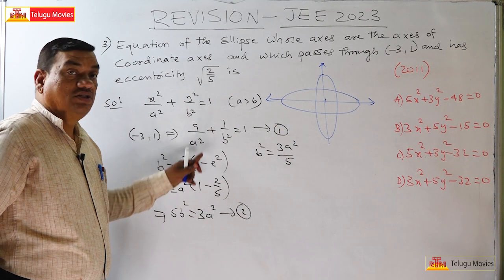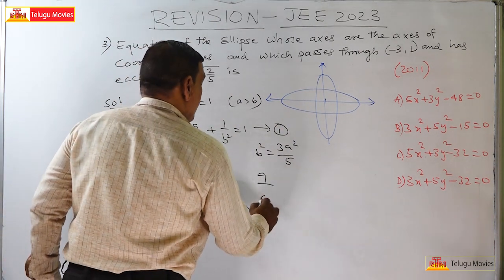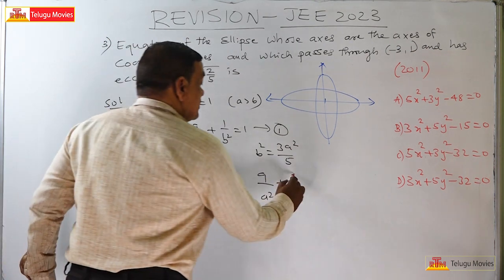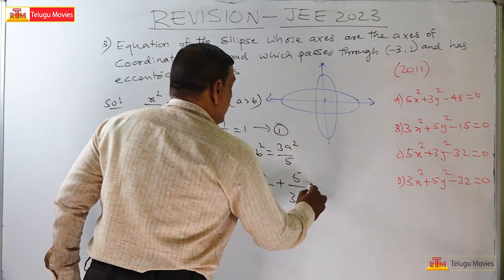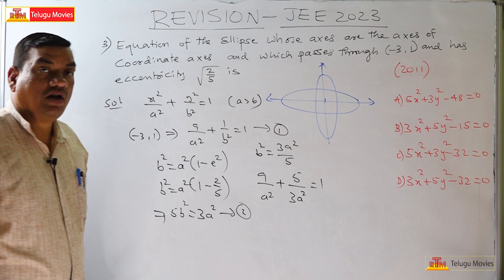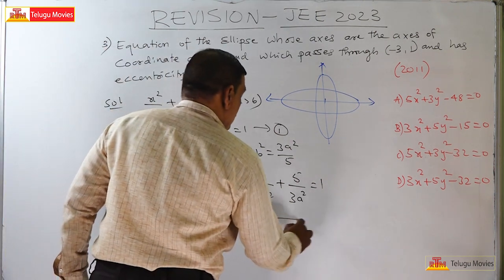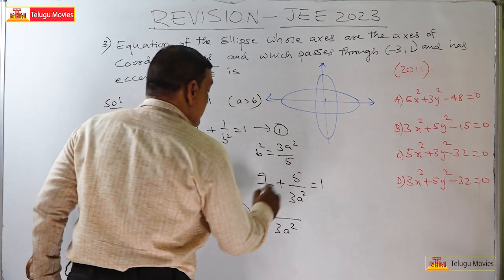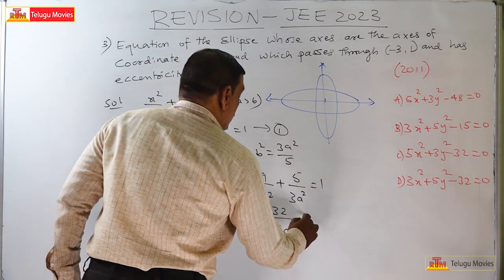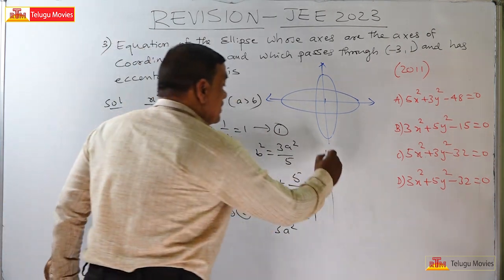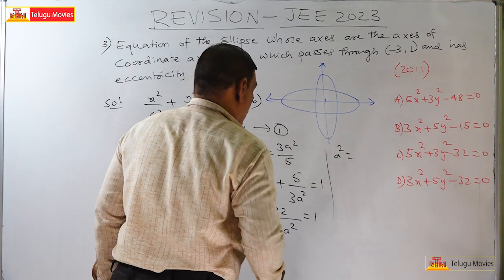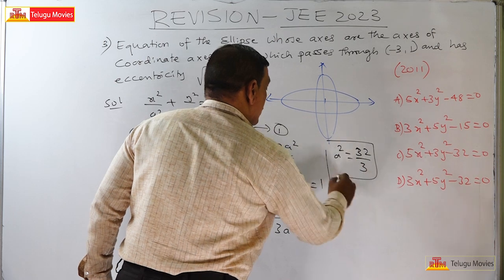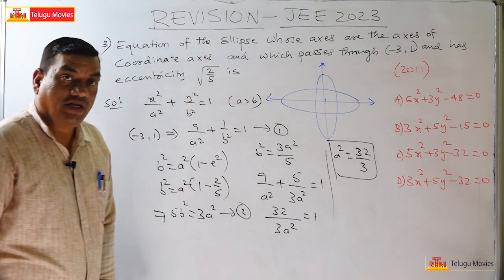Okay, now. So this is 9 by a square. 9 by a square plus 1 by b square means what? This is 5 by 3a square is equal to 1. Okay, now. So the LCM is 3a square. So here 3a square is equal to, so this is 27 plus 5, 32, is equal to 1. So from this, a square is equal to 32 by 3. So we got the a square value as 32 by 3.